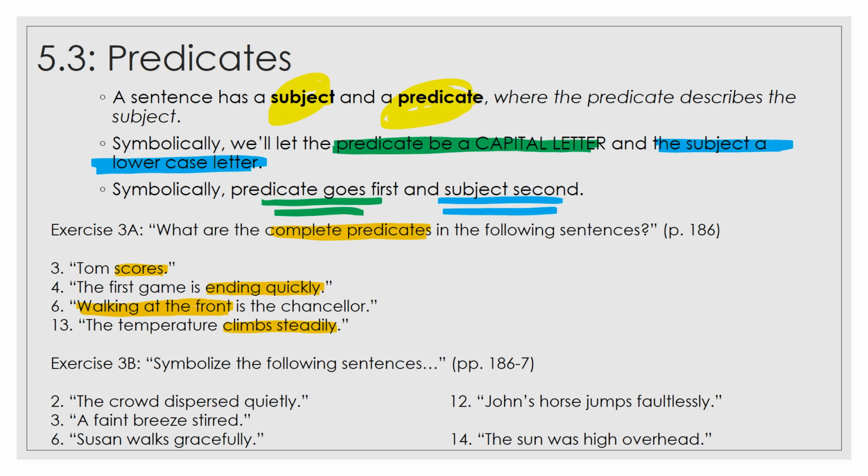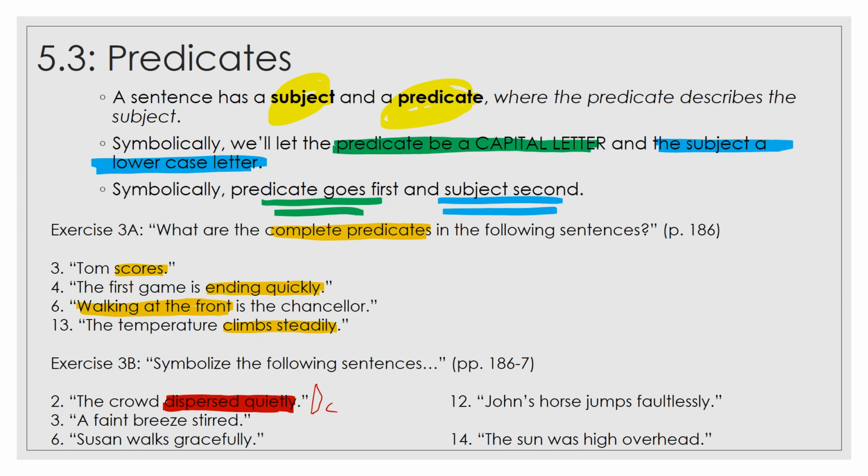For exercise 3B, we're going to symbolize. So we'll first take note of what the predicate is and then what the name is. Of course, the predicate goes first with a capital letter, and then the name goes second as a lowercase letter. Number 2, we have the crowd dispersed quietly. The crowd is the subject or the name, where dispersed quietly is the predicate. So for the predicate, we'll represent that with the capital letter D, and for the subject, lowercase c for crowd.